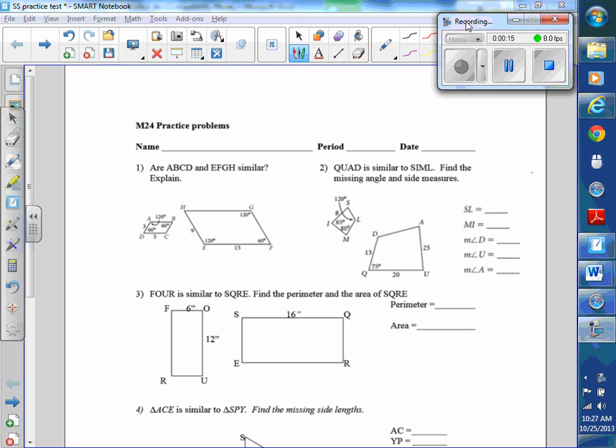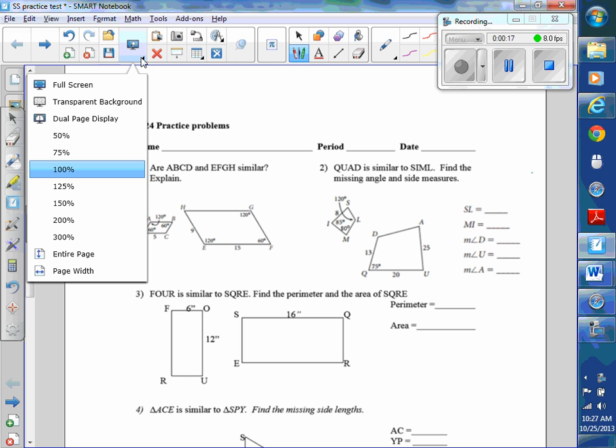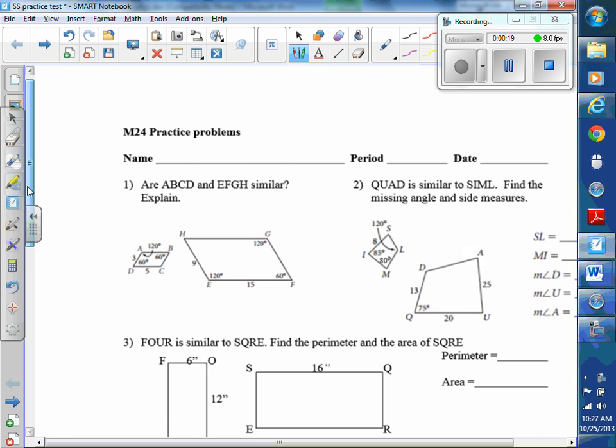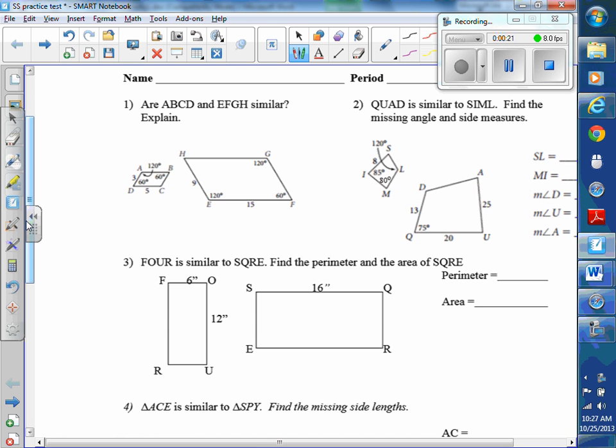So the work that I would expect to see, I noticed that on the last test, some of you had no work, and that was a problem because I take points off. So you want to make sure you show your work. But there are different ways to show the corresponding sides are proportional.